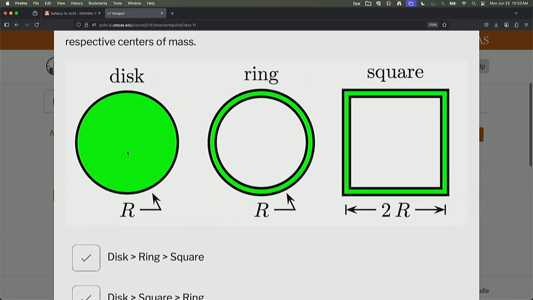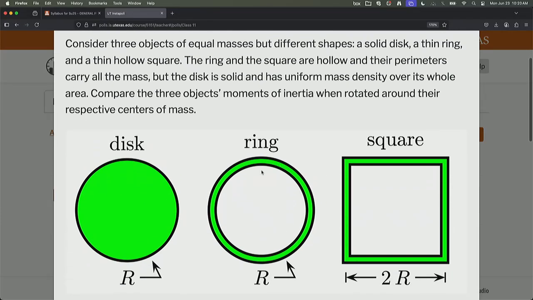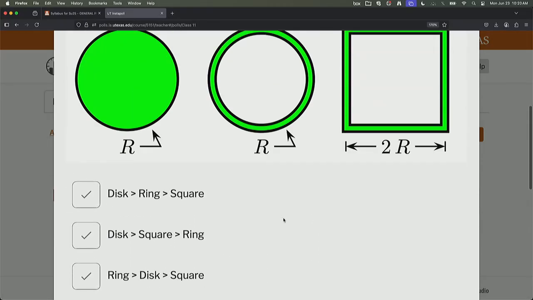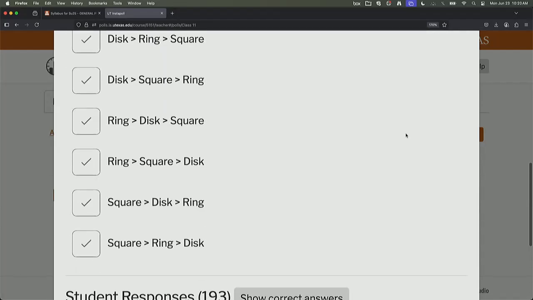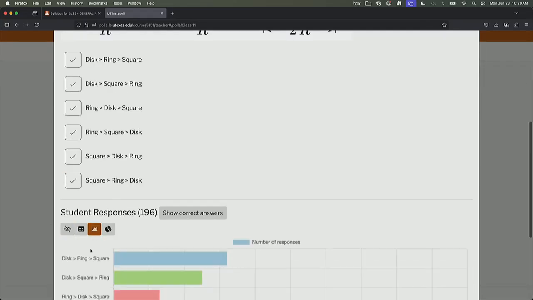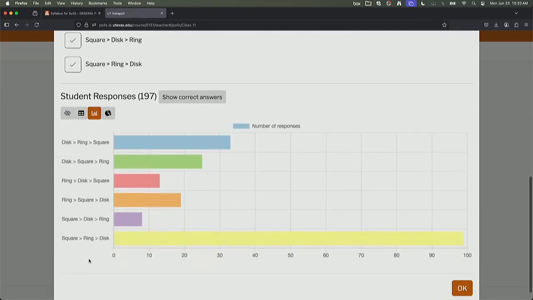So a good place to start is the disk and the ring, because they are both the same mass. How the mass is distributed is different. So does the disk or the ring have the larger moment of inertia, and then we can figure out what the square is. I think we're still waiting on some of you to answer. Make sure you're putting your answer in as we go. Let's take a look at how this is spread out. We have square being the largest, then you have ring and disk.